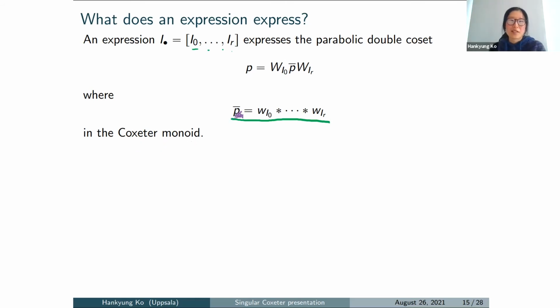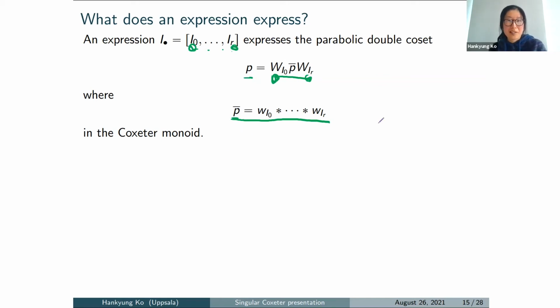And you take this element and take the parabolic double coset, and you started with I0. So that's the subgroup on the group on the left, and the parabolic subgroup corresponding to I sub r is the subgroup on the right, and that's the parabolic double coset P that is expressed by the expression.